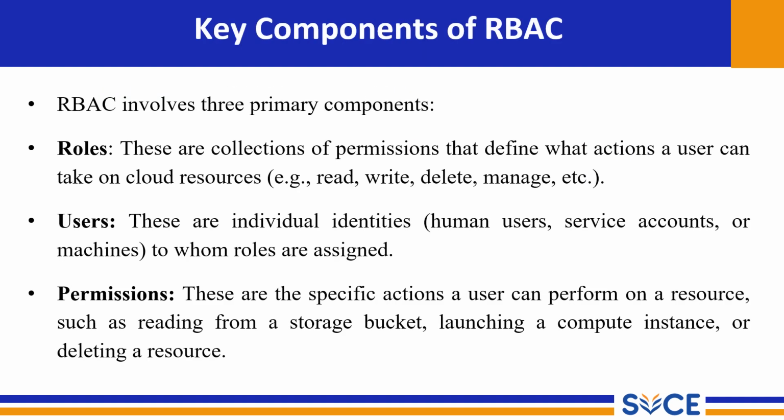Next we are going to discuss the key components of RBAC. RBAC involves three primary components. The first is permissions, the collection of permissions that define what actions a user can take on a cloud resource, for example read, write, delete, manage, etc. The second one is users, the individual identities like human users, service accounts, or machines to whom the roles are assigned.